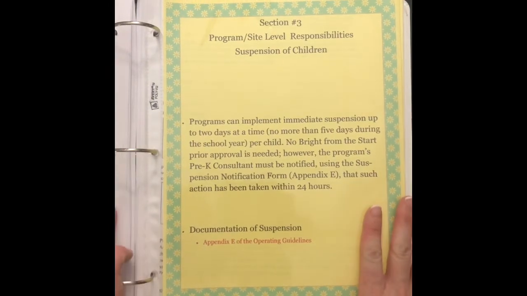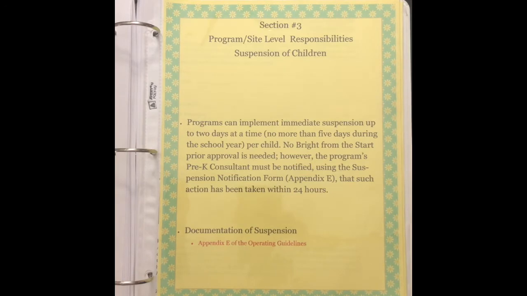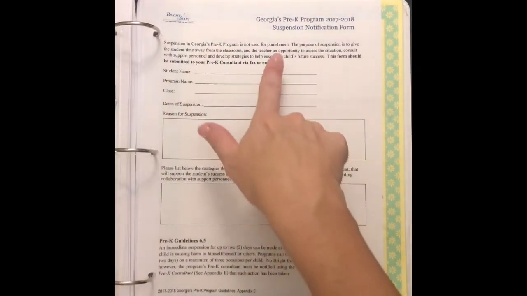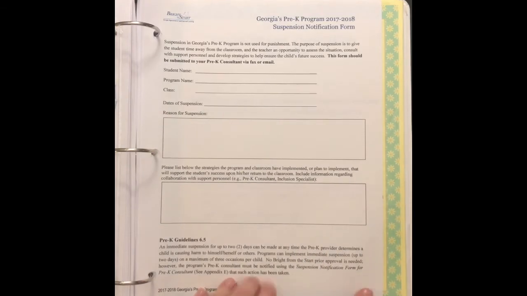The next thing that needs to be maintained on site is documentation of suspension of children. If you have children that have to be suspended because they are causing harm to themselves or others, then you need to make sure that you send that Appendix E to your pre-K specialist as soon as you possibly can. And then you will also send a copy to the project director and put a copy of that Appendix E here in your notebook.